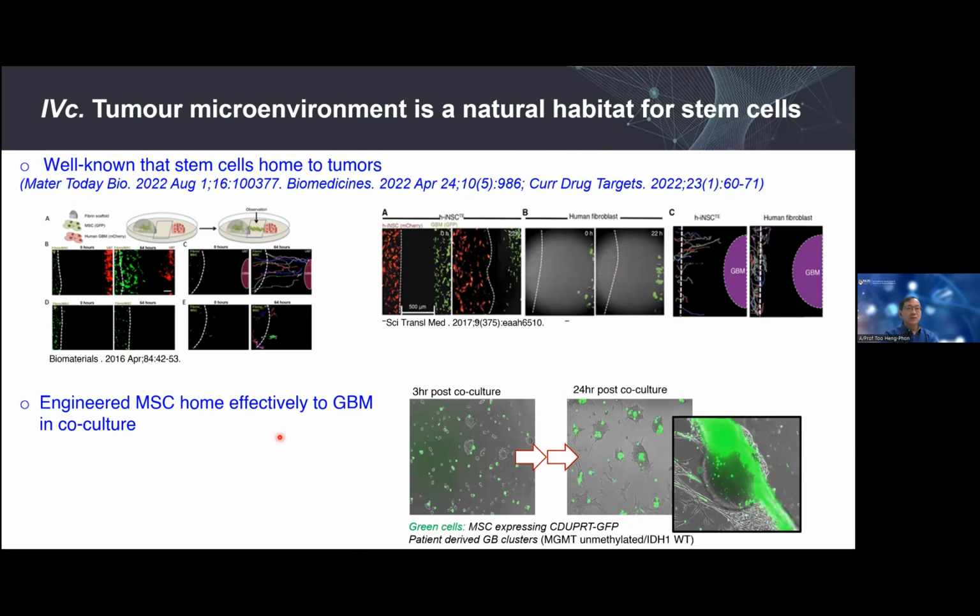Here is something we've done using the neurosphere. They form into 3 dimensions. You can see 3 hours after plating, the green color is actually the MSC carrying the gene. And you can see overnight, very spectacular and remarkably, all the MSC basically home and zoom towards where the tumor really is. So this is a great tool to have so that we can transport things towards the tumor.